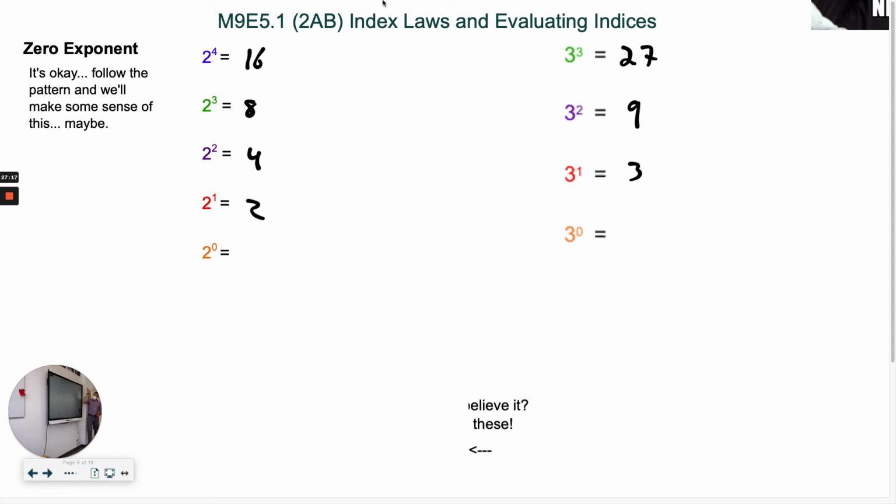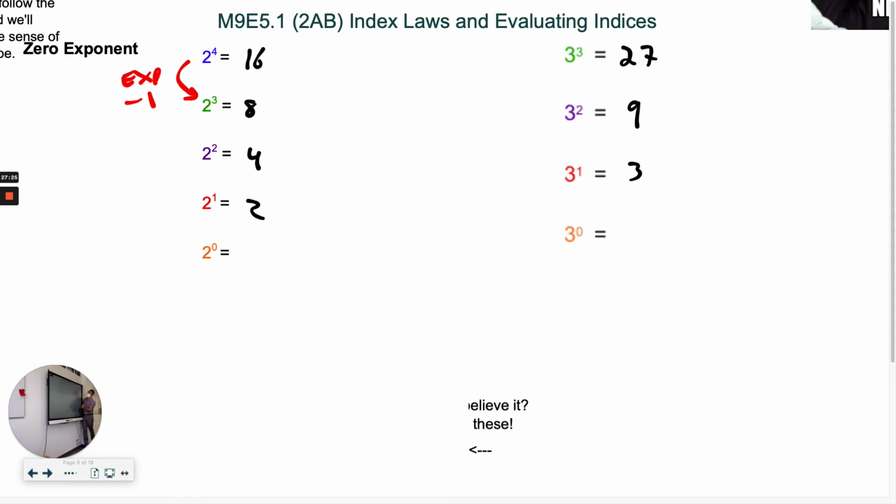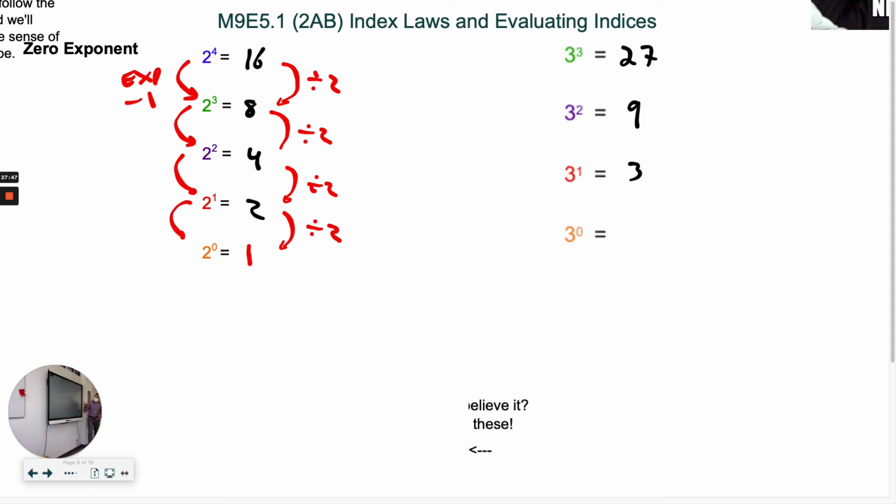On the left-hand side, what you'll notice is we're decreasing the exponent by 1. So the exponent goes down by 1. Right? Same thing, goes down by 1, goes down by 1. What happens to get from 16 to 8? Divide by 2. Divide by 2, yes. Drop the exponent by 1, go from 8 to 4. Same pattern, divide by 2. Drop the exponent by 1, divide by 2, which means you get 1, right?